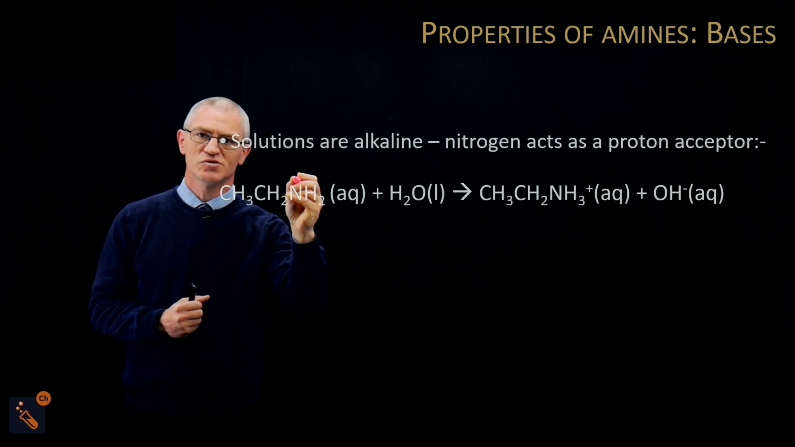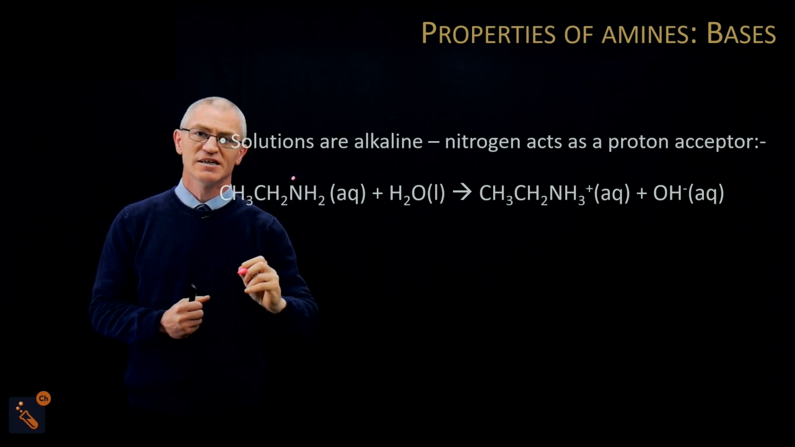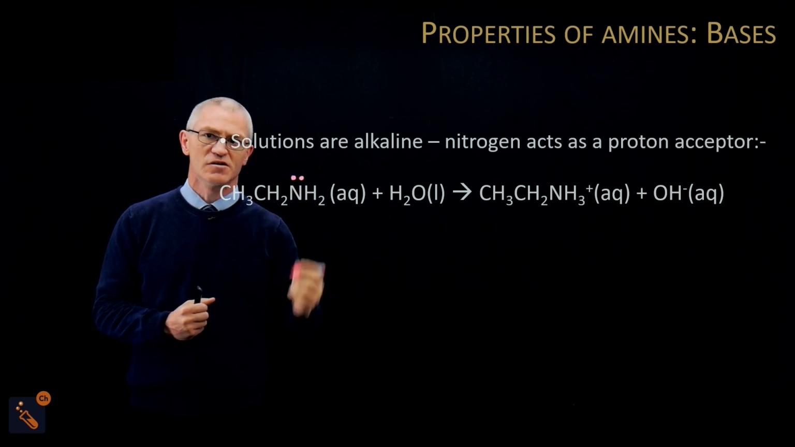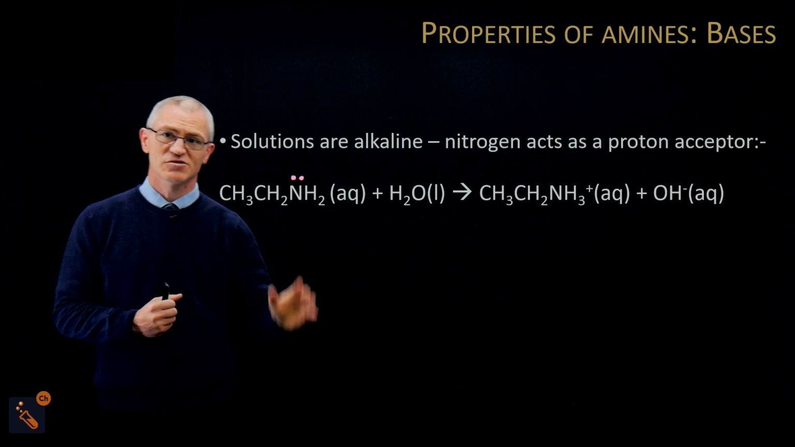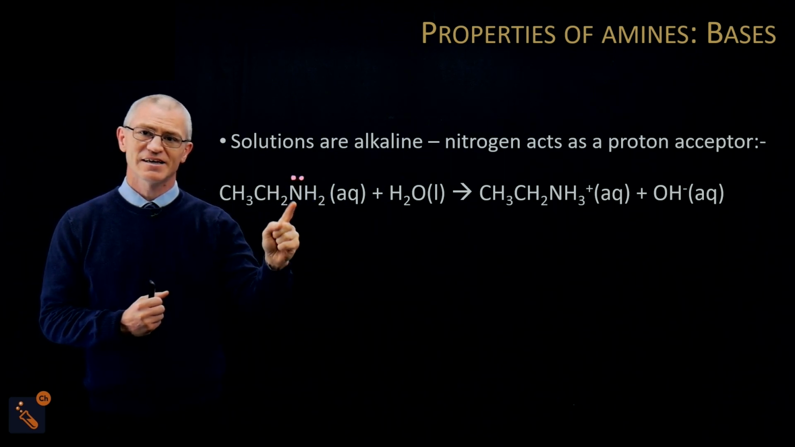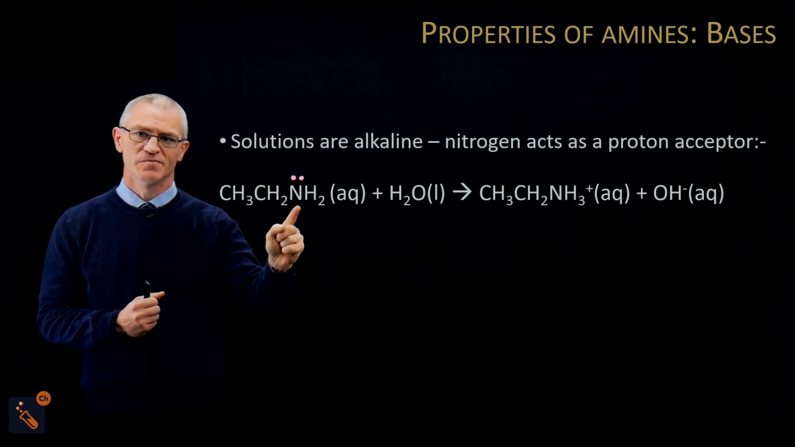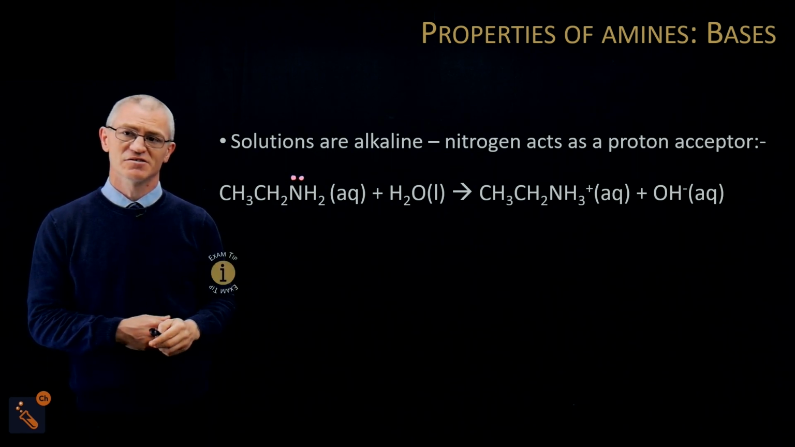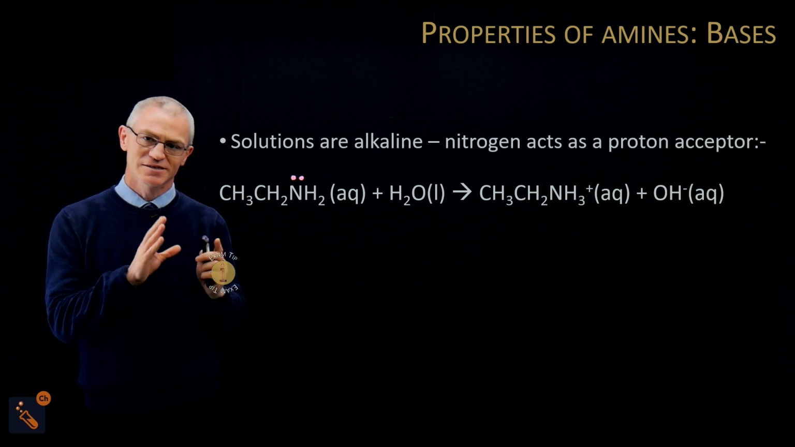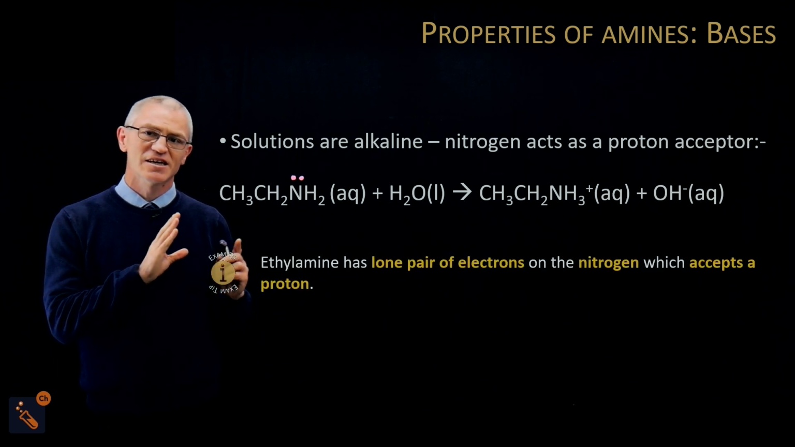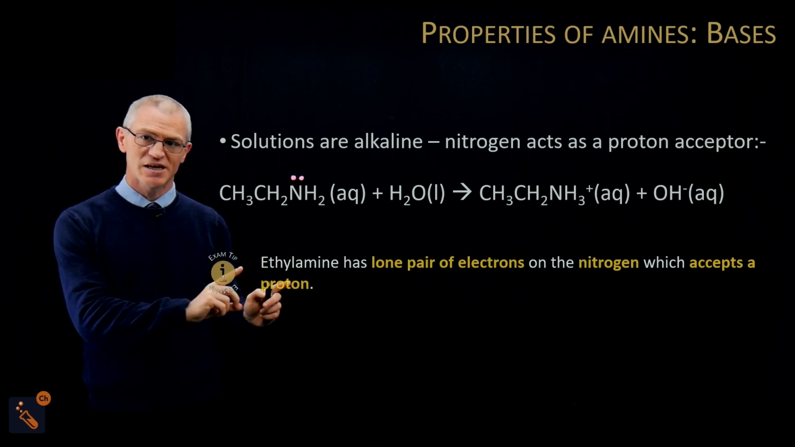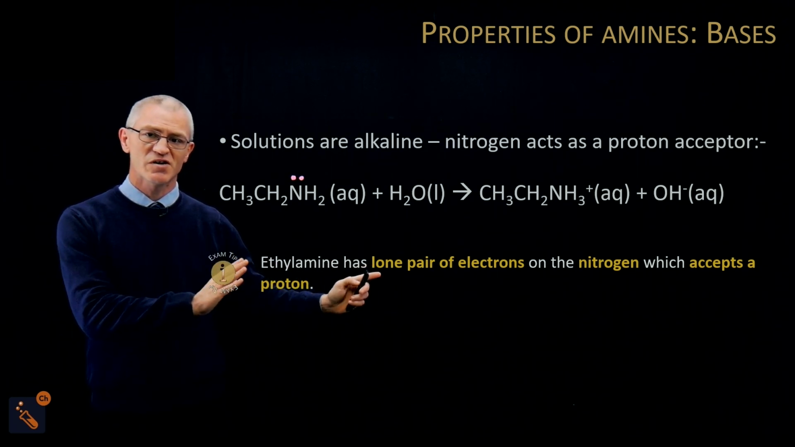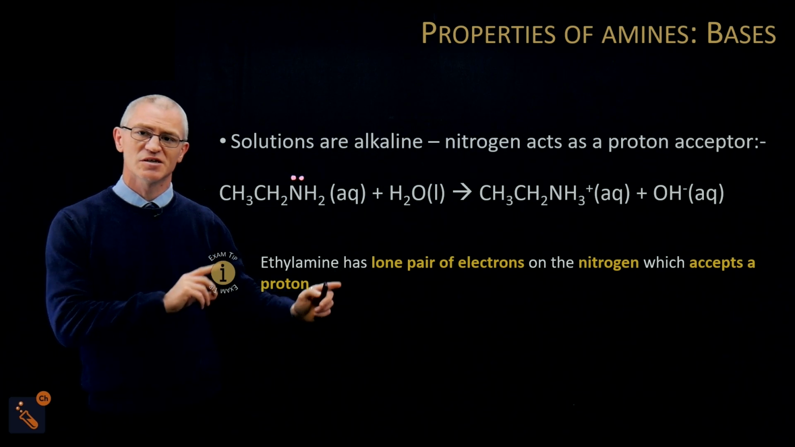What's really important is this pair of electrons. You've got a lone pair of electrons on the nitrogen, which accepts the proton. Now that leads into our exam answer and our exam tip. The exam tip is the ethylamine. In this case it could be any amine, but ethylamine has a lone pair of electrons, and we've highlighted that here on the nitrogen, which accepts a proton.